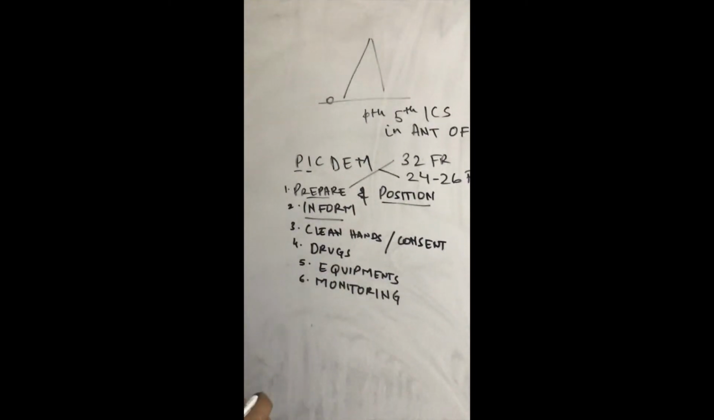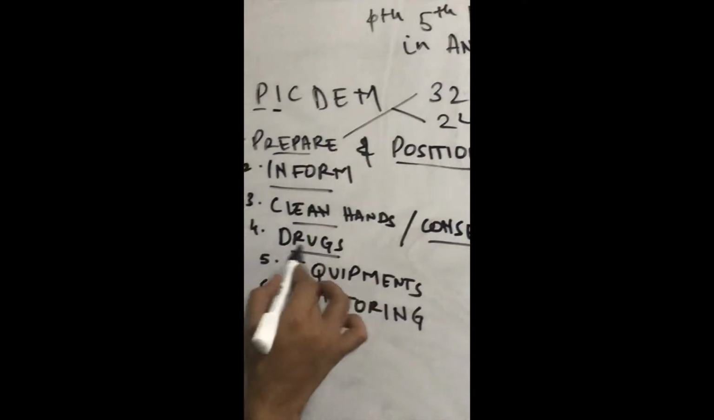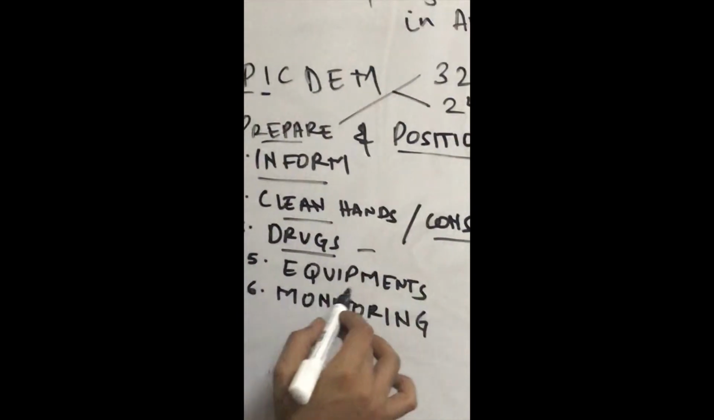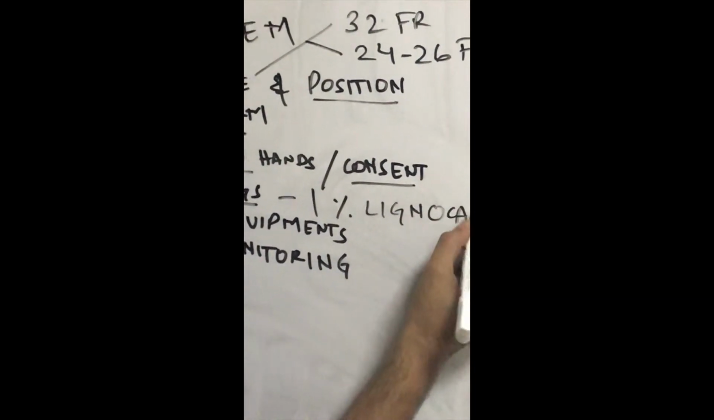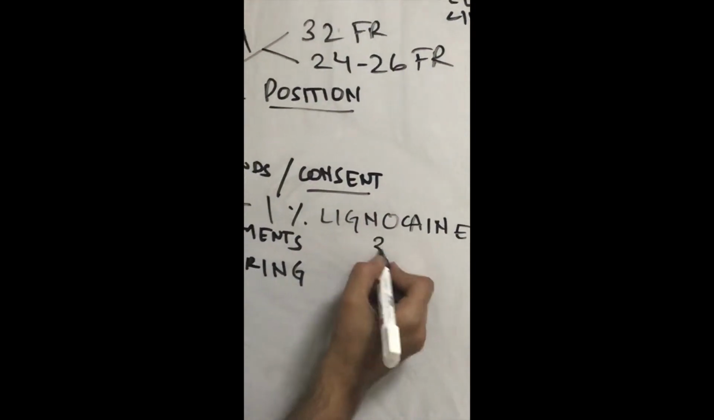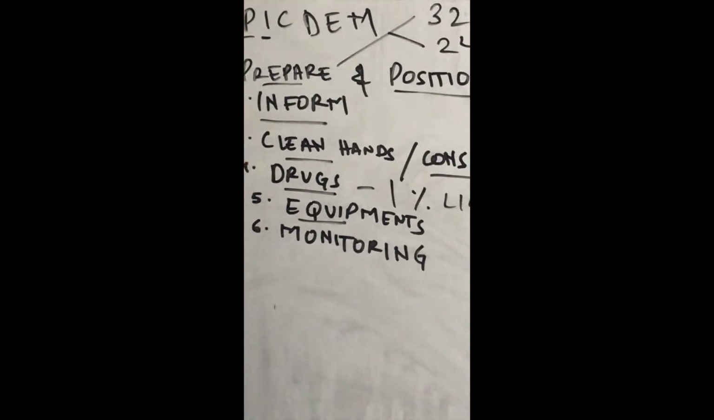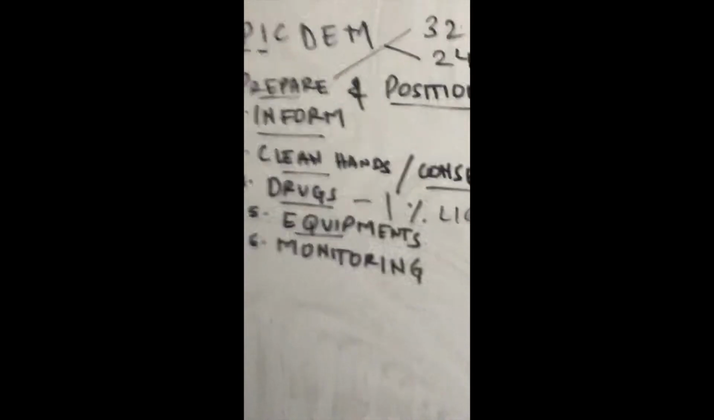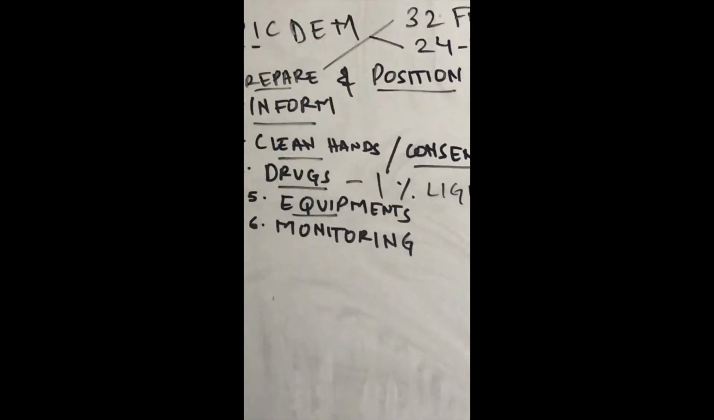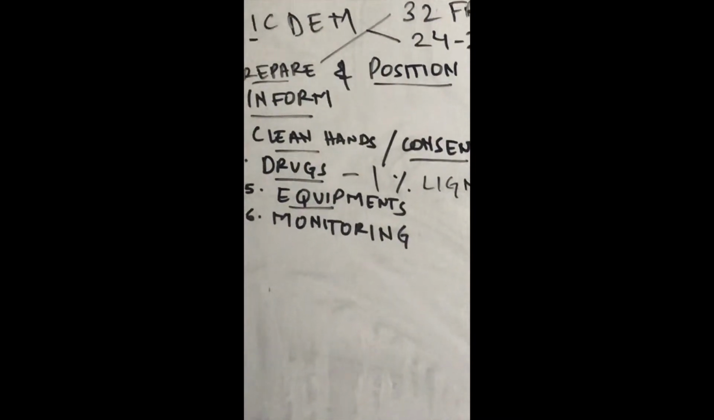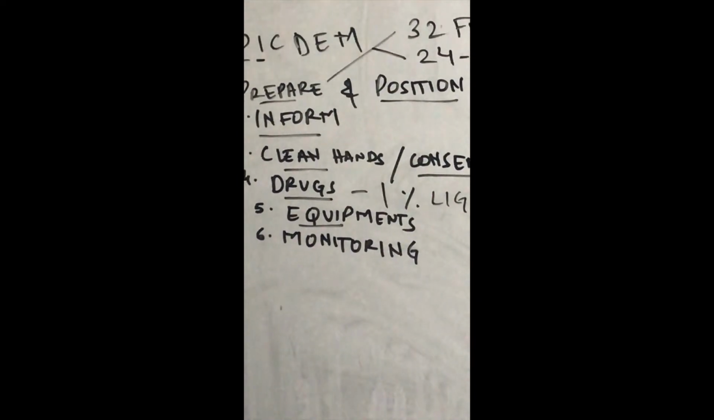Then we inform the patient about the procedure, we clean our hands, we gain appropriate consent, and then for drugs we usually talk about the lignocaine. So we use 1% lignocaine with a maximum dose of 3 mg per kg. Equipments, we need an appropriate chest tube insertion tray in which we have an artery forceps, we have a chest tube with trocar, and we have a suture to secure the chest tube. We also have drapes for draping that area.